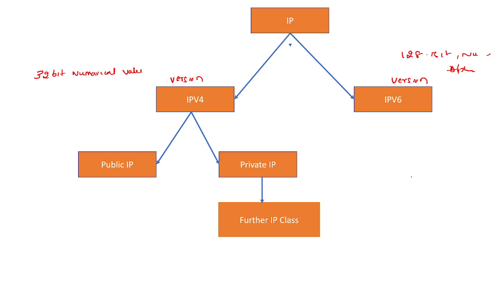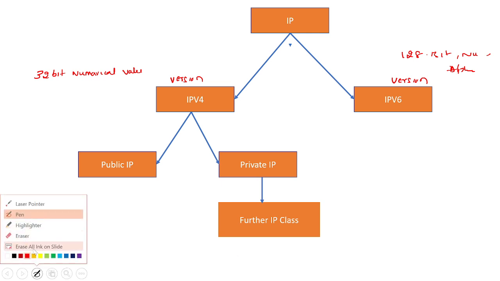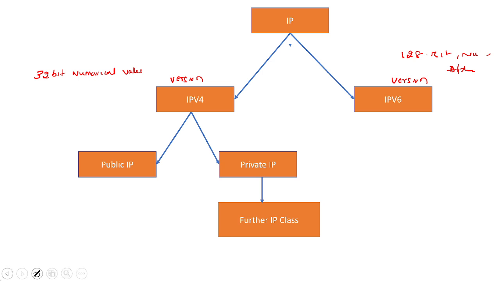Now let us study only IP version 4. This IP version 4 further gets classified into two types of IP addresses. So now you understood there are two versions of IP addresses, and now we are studying two types of IP addresses. IP version 4 further gets divided into two types. One is public IP, another one is private IP.